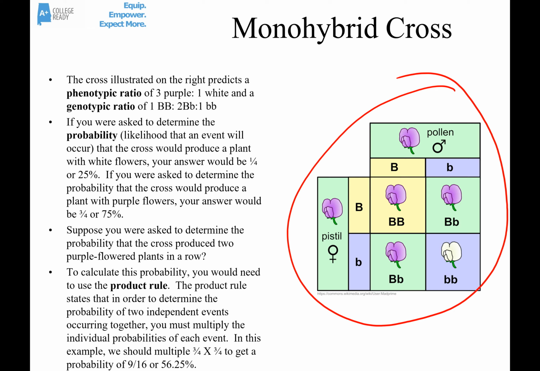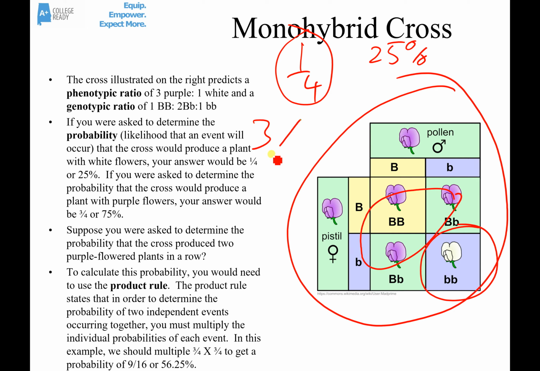Let's talk about probability for a minute. Remember, probability is the likelihood that something will happen. So we might say, what's the probability that this cross will produce a white flowered plant? Well, that probability is 1 out of 4 total, or we could write that as 25%. I would prefer in my class that you do these as fractions, but percentages are the same thing. So if we ask what's the probability of getting a purple flowered plant, well, that would be these 3 guys here out of 4 total, 3 out of 4, or 75%.